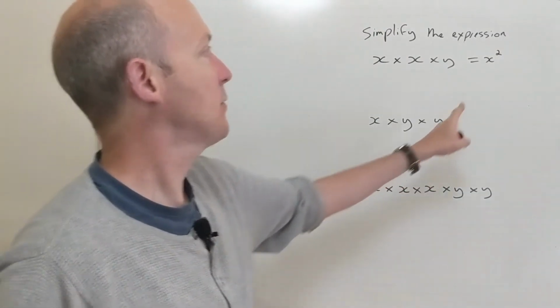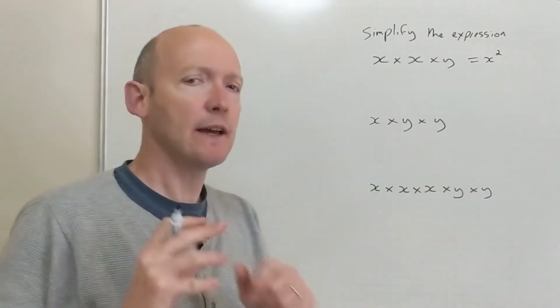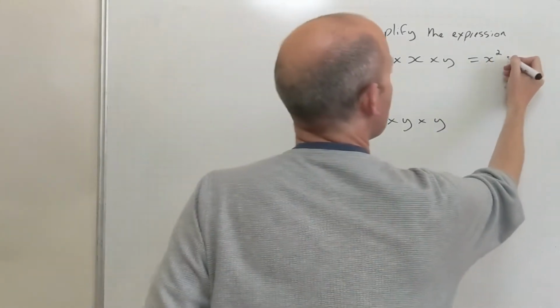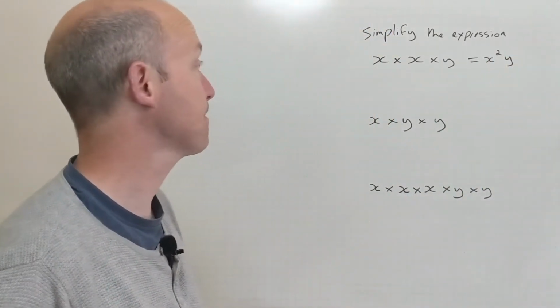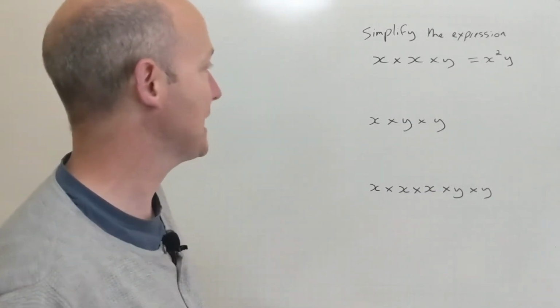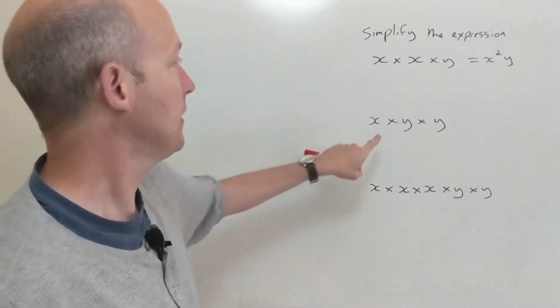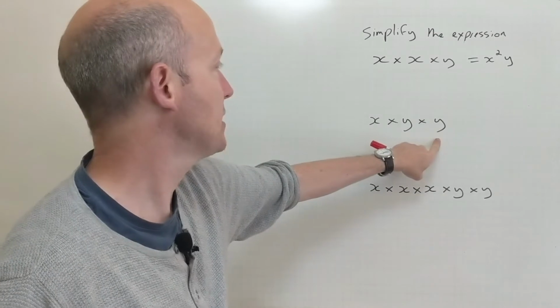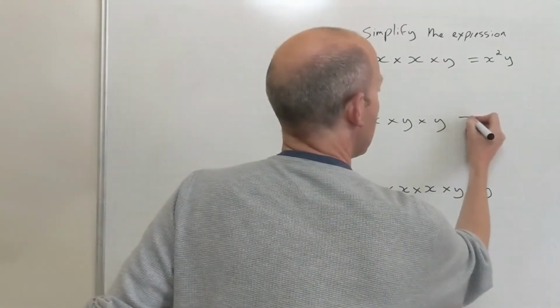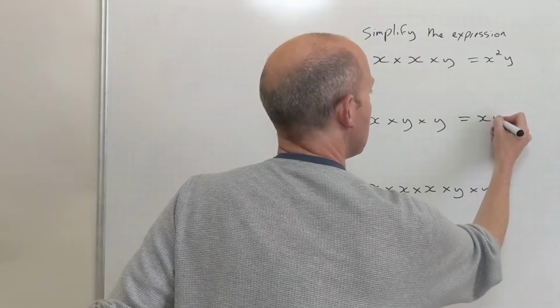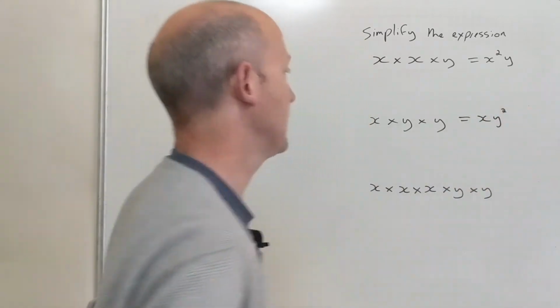Then we could write x squared times y, but again, we don't need that times sign. So we could just write that as x squared y. The second one here, x times y times y. Well, y times y is y squared, so we're really doing x times y squared. But again, we don't need that times sign, so we can write it like that.